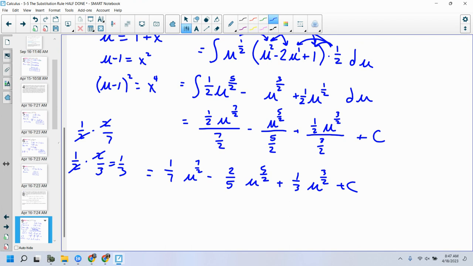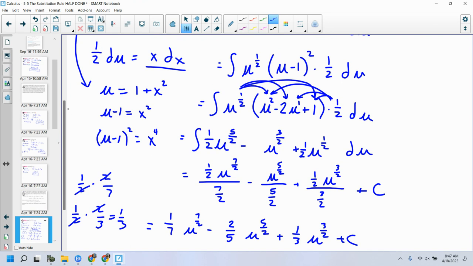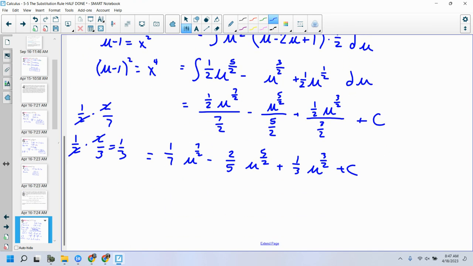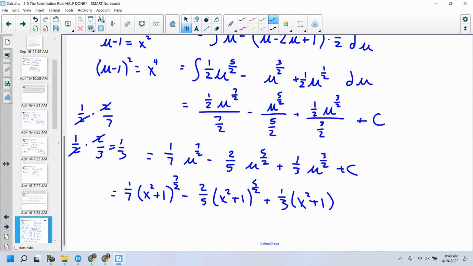And in the end, don't leave u, put x back in. U was x squared plus 1. So this all said and done is 1/7 (x squared plus 1) to the 7/2 minus 2/5 (x squared plus 1) to the 5/2 plus 1/3 (x squared plus 1) to the 3/2. Oops, that's a 3. Yikes. Sorry for the poor handwriting. I've seen much worse handwriting.